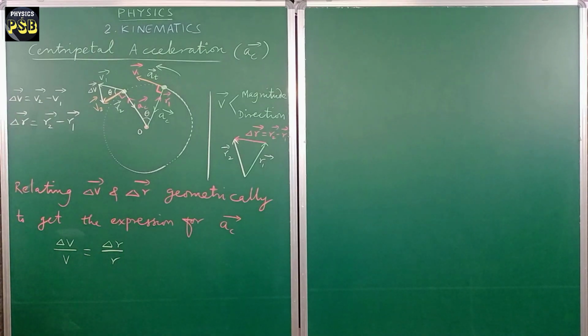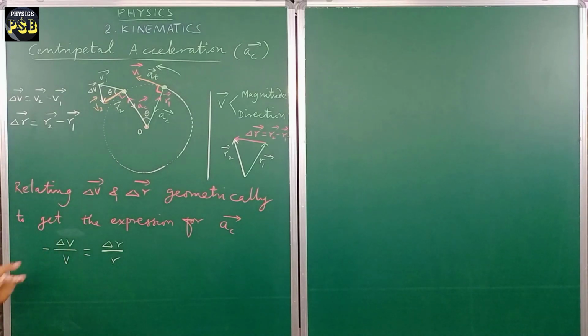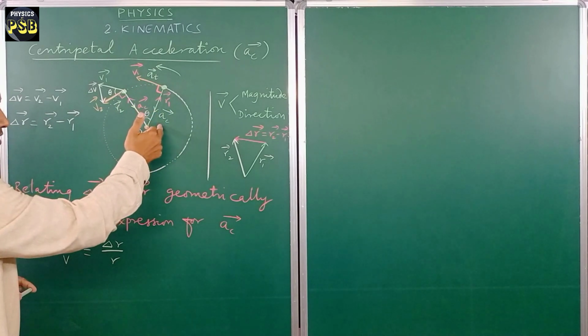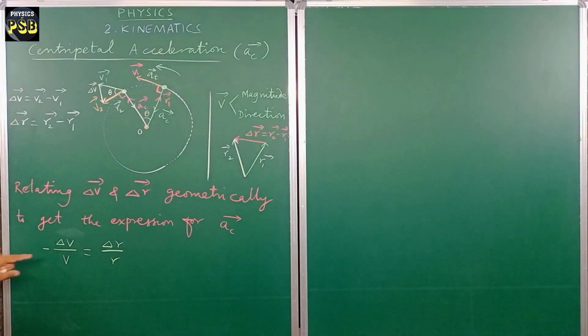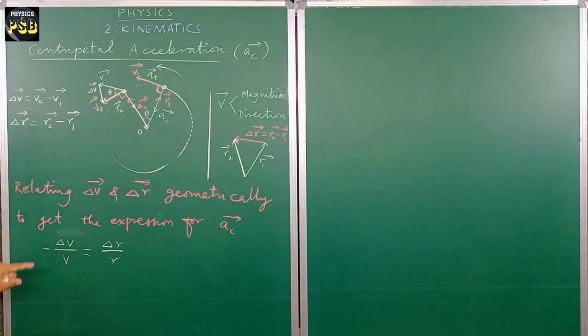And here, one thing I want to tell you is, this ratio should be provided with the negative sign. Here the negative sign implies that the centripetal acceleration acts towards the center. Here the minus sign shows that the centripetal acceleration acts towards the center. Remember, that's why we have this.